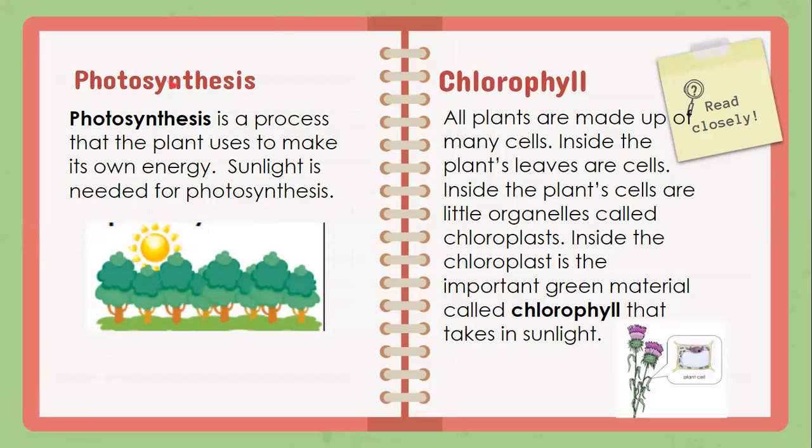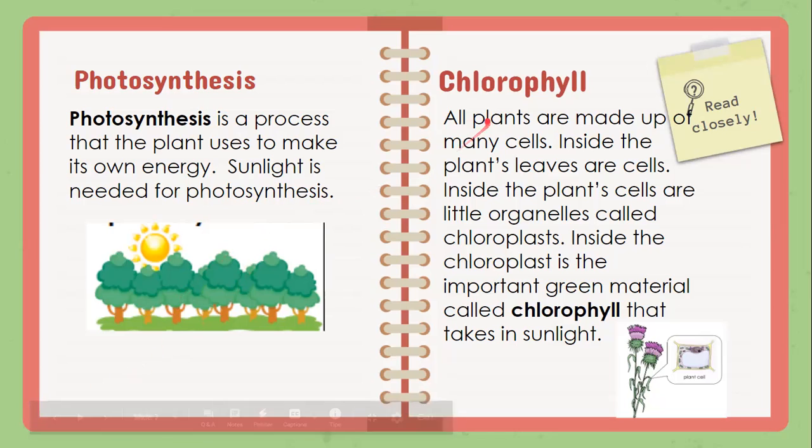Photosynthesis. Photosynthesis is a process that the plant uses to make its own energy. Sunlight is needed for photosynthesis. As you can see, these are trees, and the sun is giving them light for them to grow.